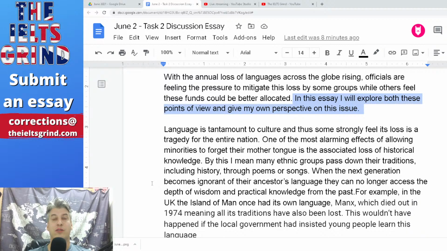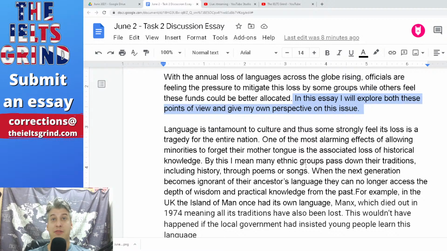Okay, so moving on to the body. The first paragraph is going to be about one point of view. Let's see how well I did. Language is tantamount to culture, and thus some strongly feel its loss is a tragedy for entire nations. One of the most alarming effects of allowing minorities to forget their mother tongue is the associated loss of historical knowledge.